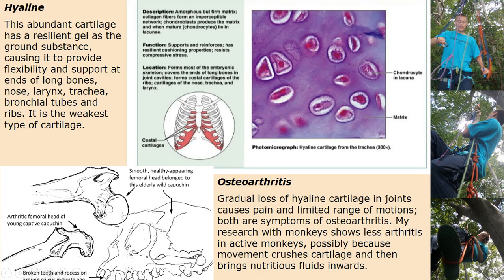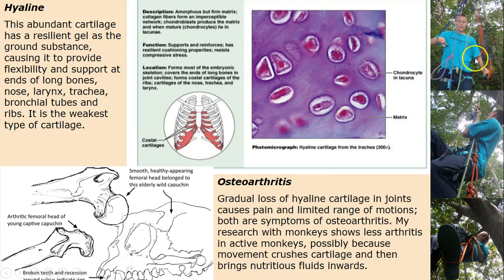Hyaline cartilage is the most abundant. It has this gel that provides a lot of flexibility. We find it on the ends of bones, the trachea, of course the nose, ears, ribs. Even though it's abundant, it's still relatively weak. Osteoarthritis, I mentioned earlier, is the gradual loss of hyaline cartilage in joints. And so as the joints, here's an example here, lose their cartilage layer, then inflammation and our own tissues start to dissolve the bone.